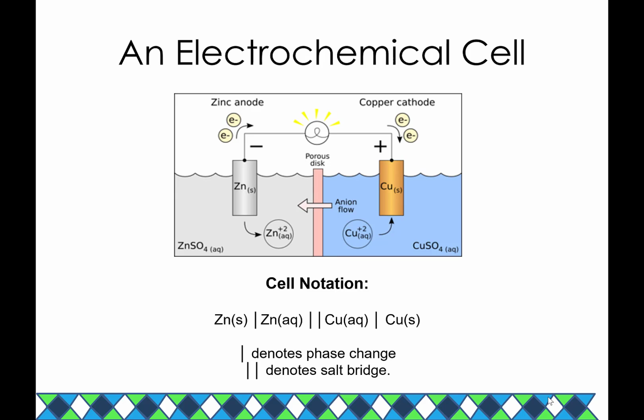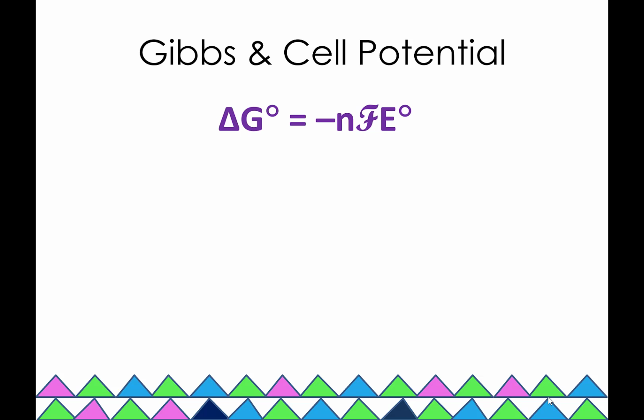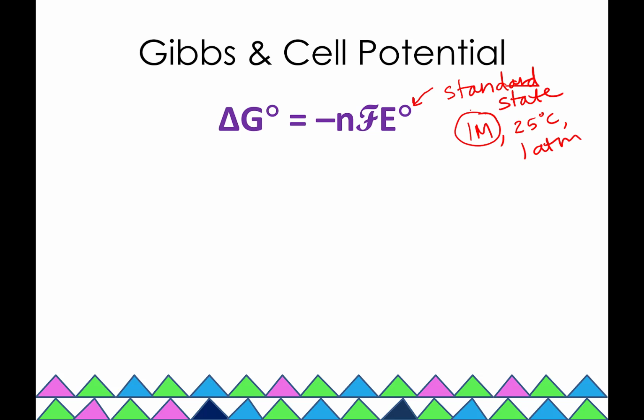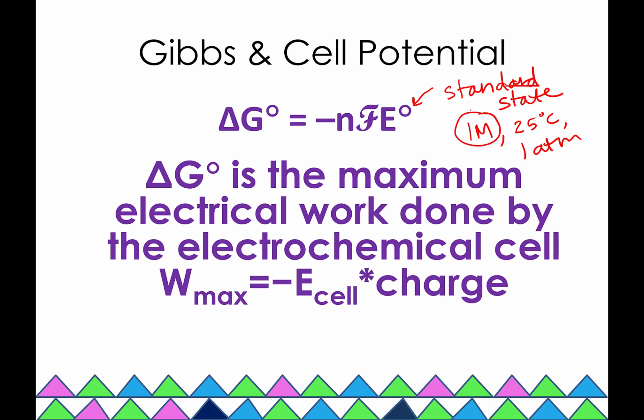So we've been using this example quite a bit so far, this electrochemical cell where zinc is being oxidized, copper is being reduced. So let's just review this equation really quickly. Delta G naught is equal to negative N times Faraday's constant times the cell potential. Remember that this naught symbol indicates that we're under standard state. So we've got 1 molar concentration, we're at 25 degrees C, and we're at 1 atm. But it's the concentration piece that's really important when we're thinking about electrochemical cells.